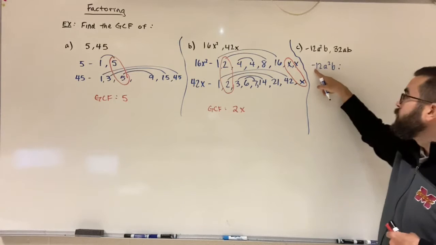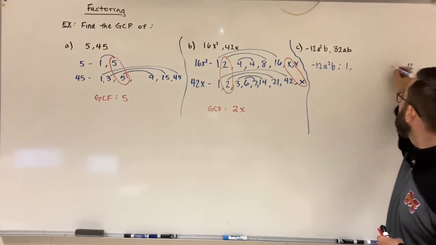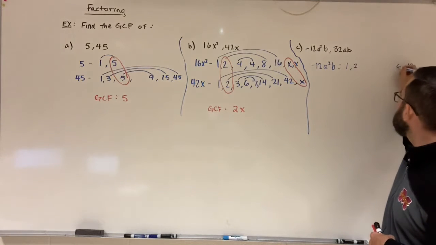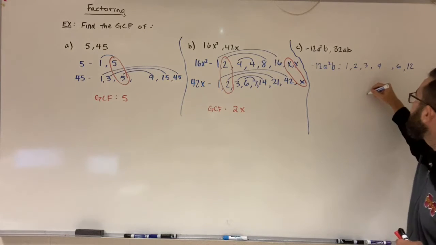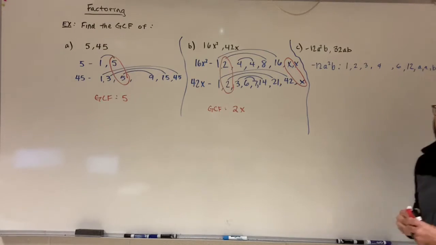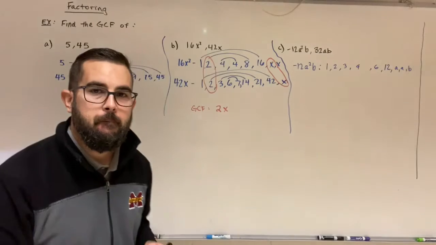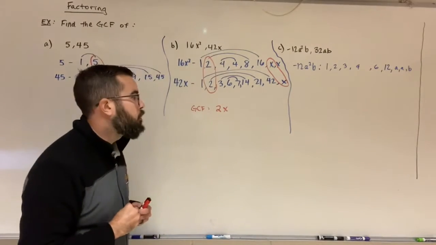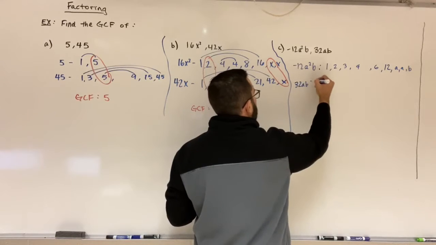So all it means is that one of the factors is negative. That's all it means. So our factors of 12 are 1 and 12, 2 and 6, 3 and 4. Okay, a squared is a times a, and then we have a b. All right. And then 32ab.